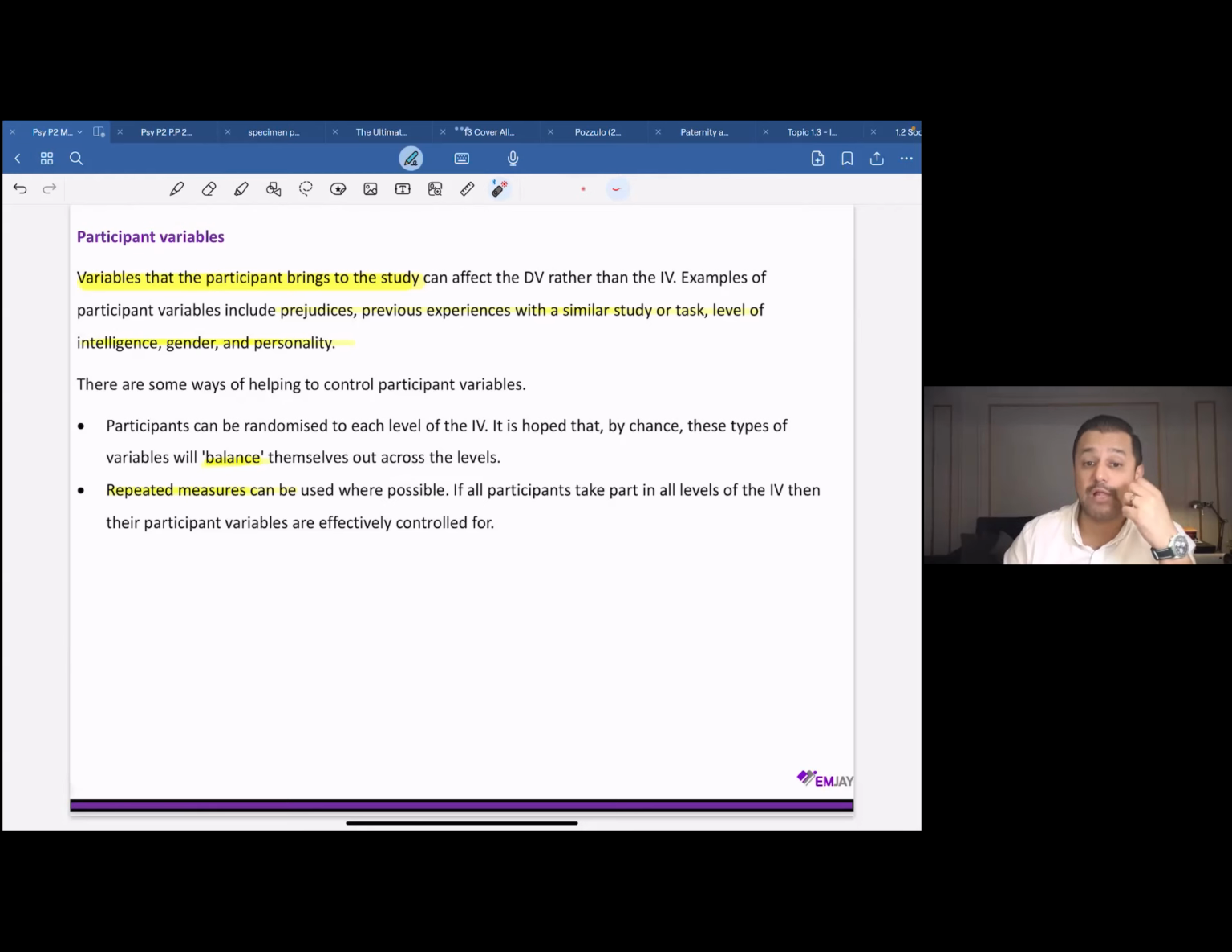There are some ways of helping to control participant variables. Participants can be randomized to each level of the IV. It is hoped that by chance, these types of variables will balance themselves out. Number 2, you could alternatively use a repeated measures design.